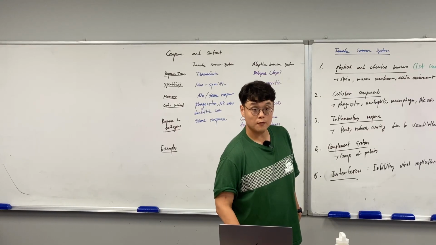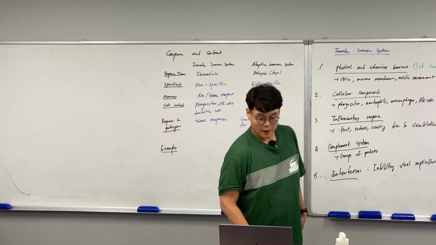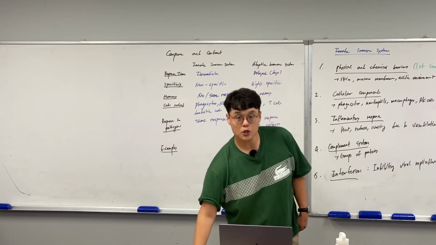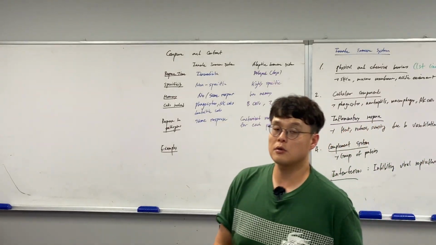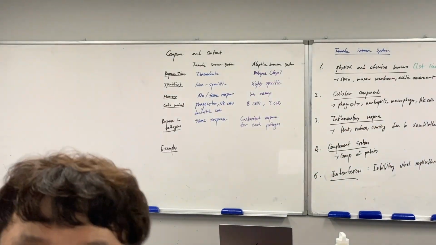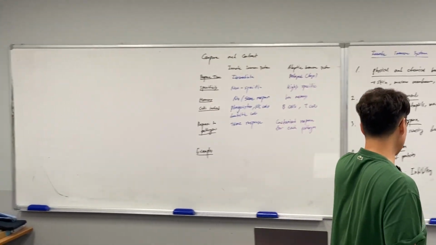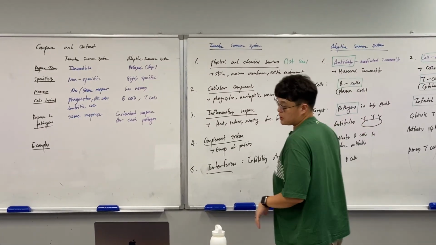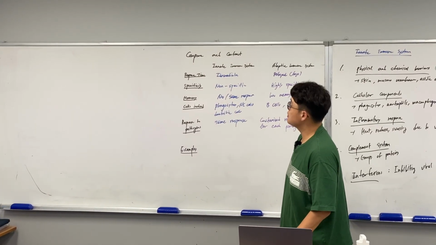Okay, any questions for the adaptive immune systems? Okay, now have a look at page 125 of your workbook, please. There's one chapter that I did not finish last week, and this is related to this adaptive immune system. So page 125 of the workbook, please.